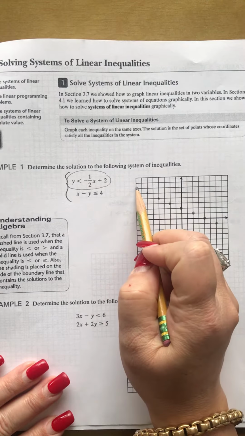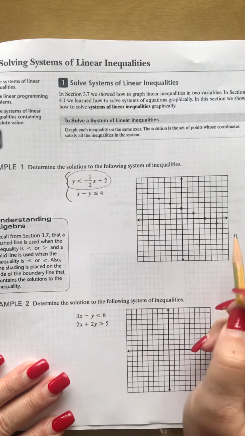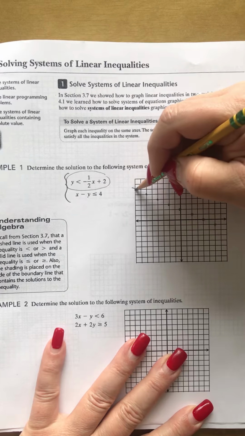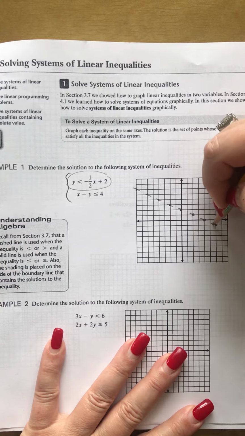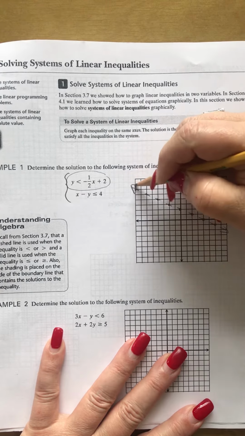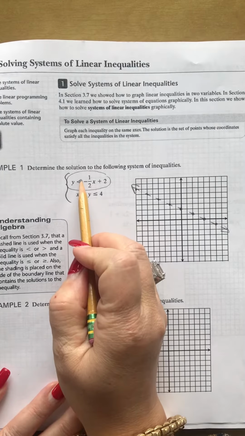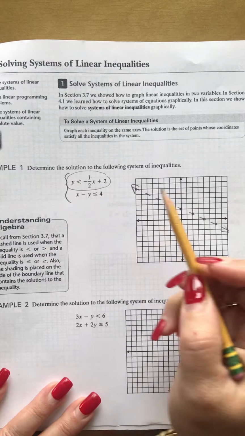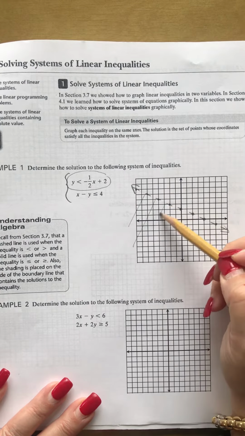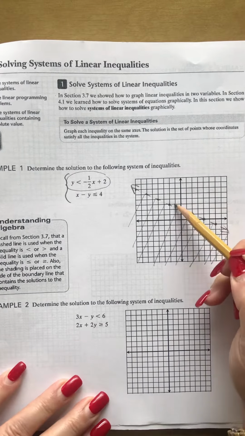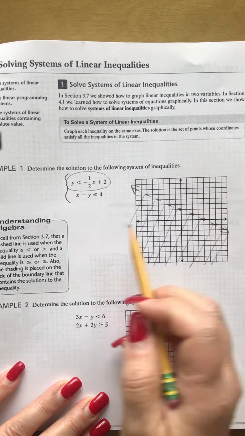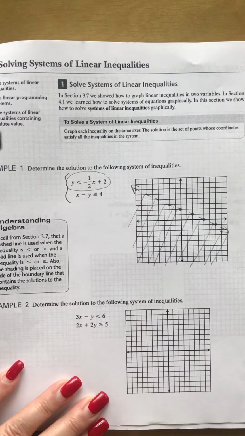And now we are going to connect these dots with a broken line because the equal to sign is not there. So broken line. And because it's in slope-intercept form, like chapter 3, it's the less than sign. We're going to shade less than, which would mean below. So all of the points in this shaded region satisfy this inequality.